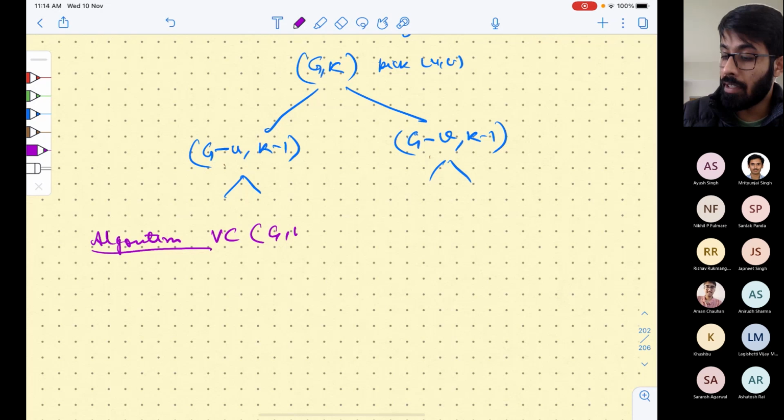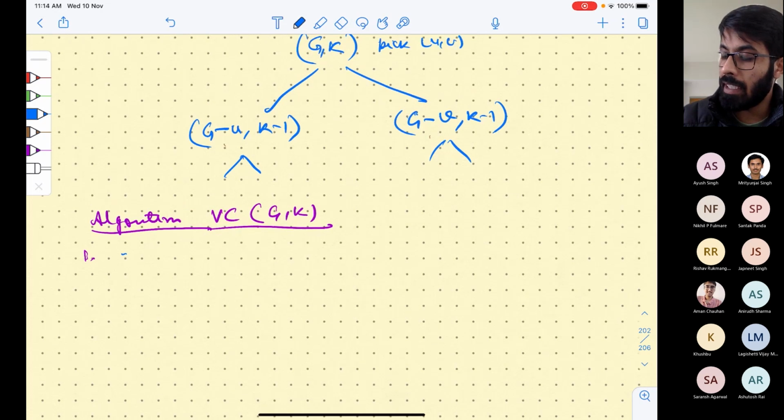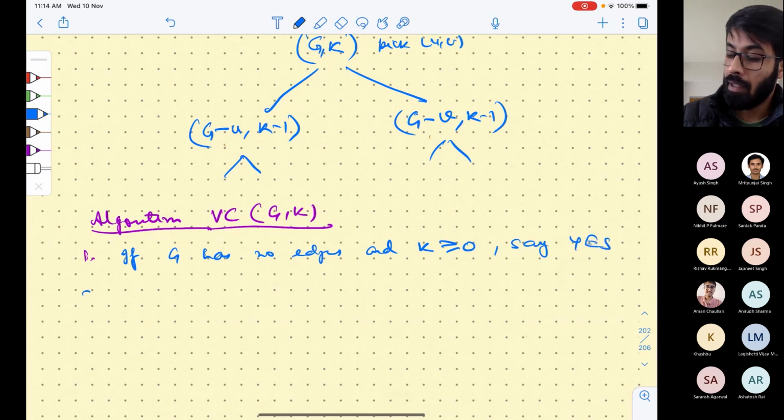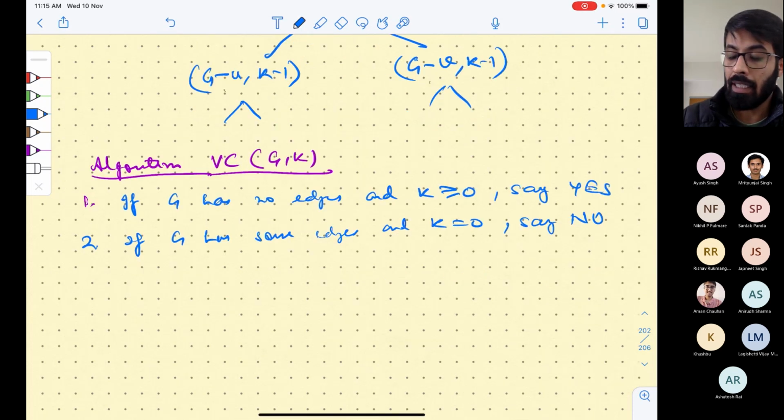Vertex cover, let's say, takes G comma k, right? And what does it do? So first thing is some base cases we need to tackle: if G has no edges and k is greater than or equal to 0, say yes, right? Second is if G has some edges and k has become 0, then we say no. These are the base cases.